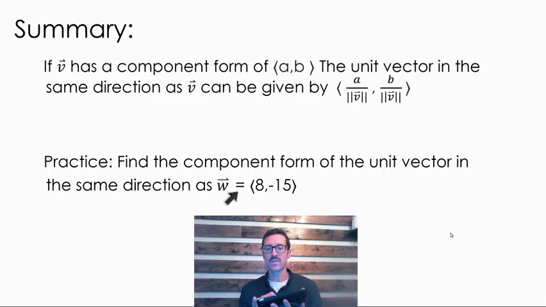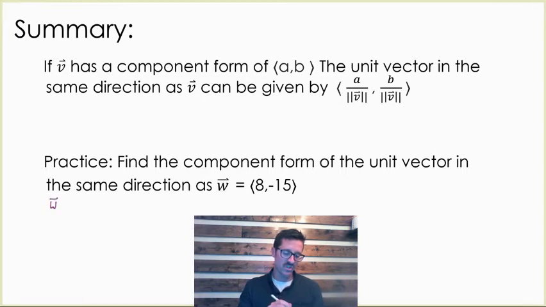Why don't you pause and try to do this one on your own? It says, find the component form of the unit vector in the same direction as w. Well, as you know, your first step is going to be to find the magnitude of w. And to do that, I'm just going to use my Pythagorean theorem. And we're going to find that the magnitude of w is 17. Therefore, to find our unit vector in the same direction, I'm just going to divide the horizontal component by the magnitude and the vertical component by the magnitude.